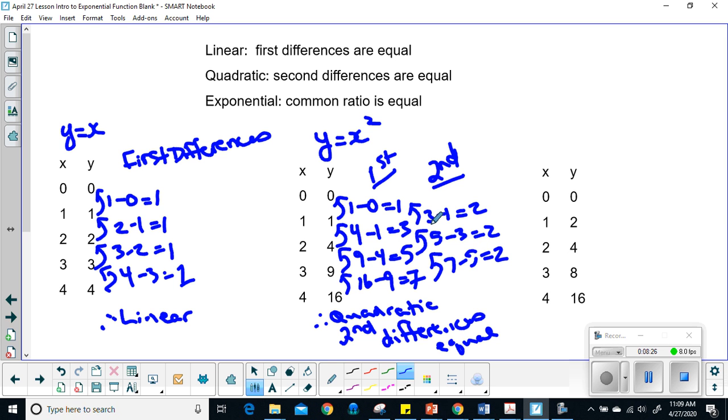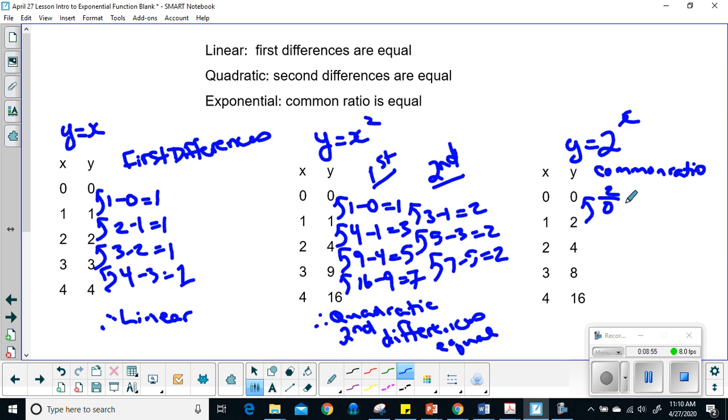Okay, and then last but not least, let's look at this one over here. This table of values is based on y equals 2 to the x. If I did my first differences and my second differences, I'm not going to get values that come out to be the same. So instead, I'm going to do what's called my common ratio.